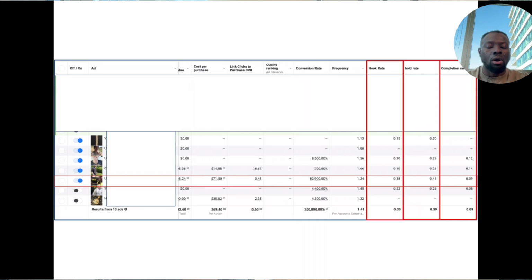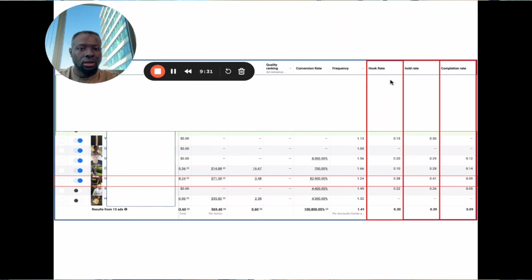And so we did this for all three metrics that we're optimizing, which is the hook rate, the hold rate, and the completion rate, right? Looking at our creatives, we can see, okay, cool. Out of all these creatives that we're testing, this one over here clearly has, and so obviously, this is our winner, because it has a 38% hook rate and a 41% hold rate.